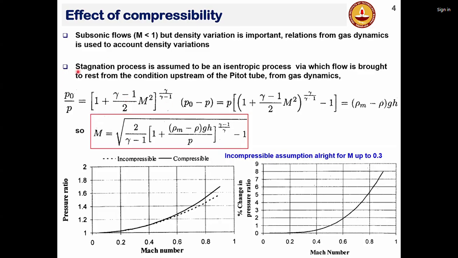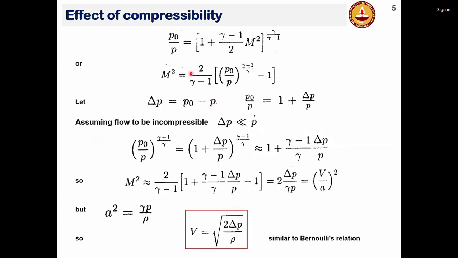So you start with this expression, and you assume that when the flow becomes incompressible, you can recover the Bernoulli equation, which is valid for incompressible flow. So I'll just take you through the math here.